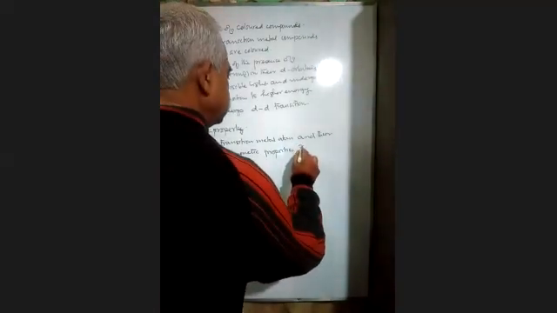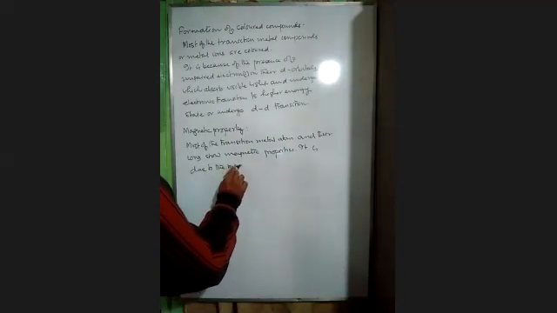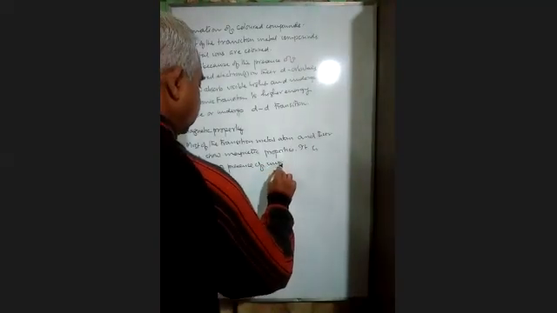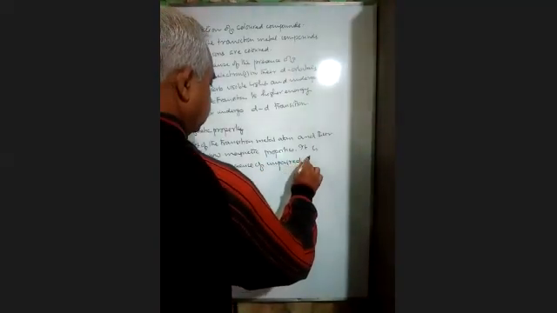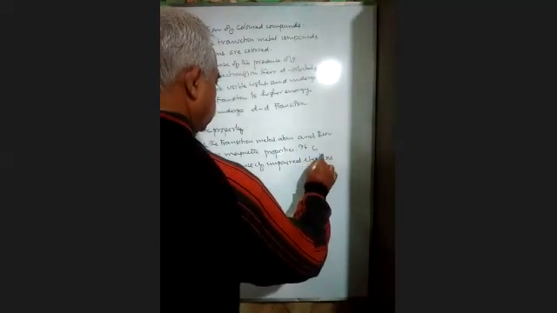Why? It is due to the presence of unpaired electrons in their d orbital. That we have already learned from our solid state. We found any species having unpaired electron, they are paramagnetic in nature. So they show magnetic properties.